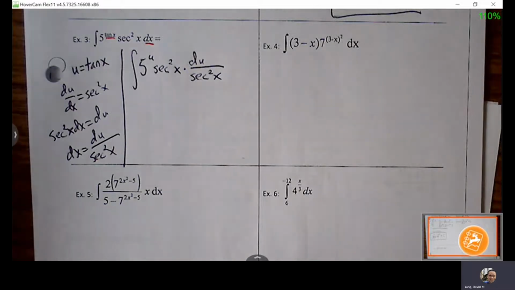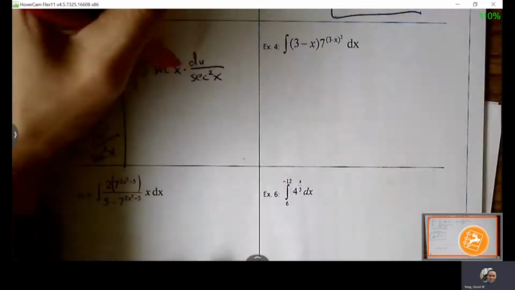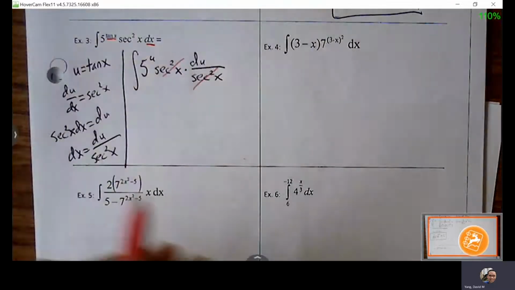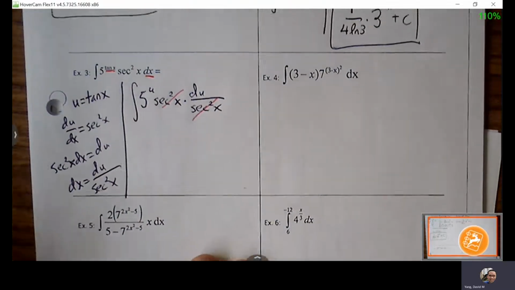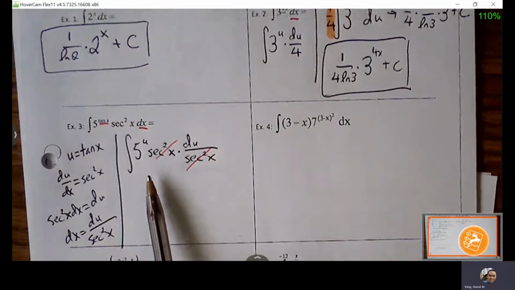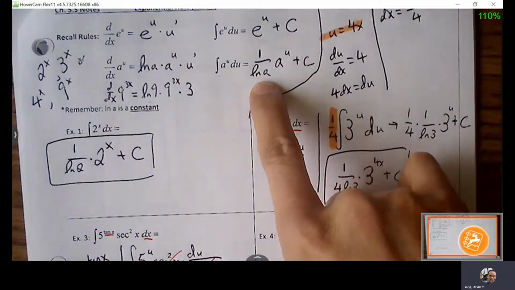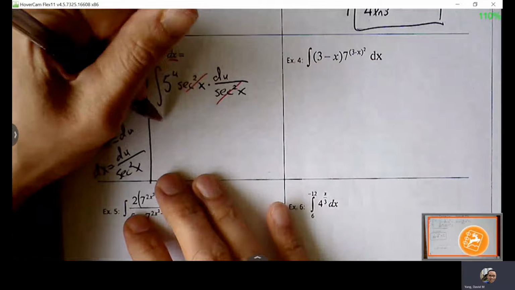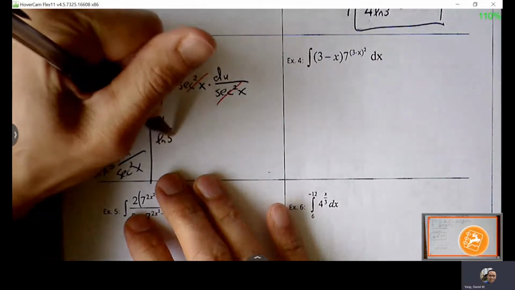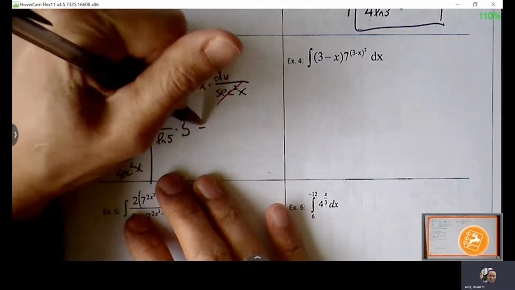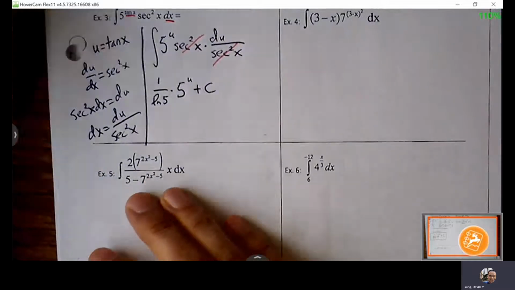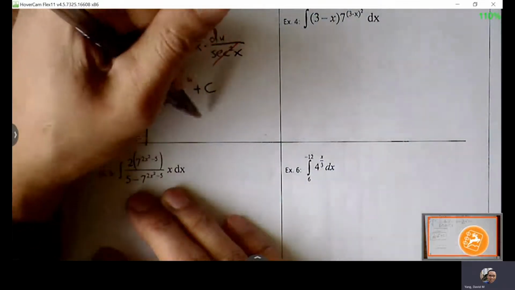What do you see? Yeah, secant squared x goes away. No coefficients to keep track of. This is just basically an a to the u rule, right? Just follow whatever the a to the u rule says. 1 over natural log of 5 times 5 to the u plus c, and then bring the u back, or bring the x back into the answer.